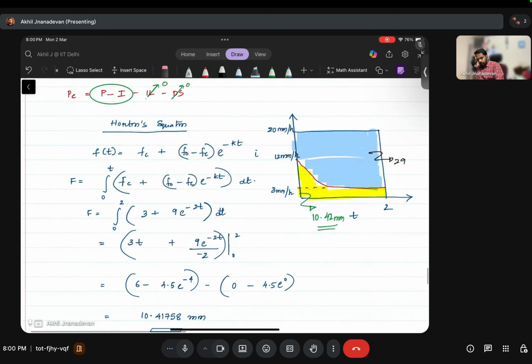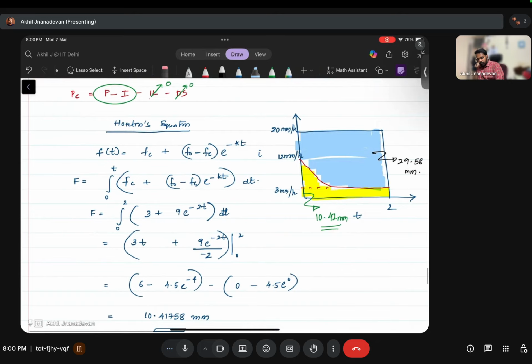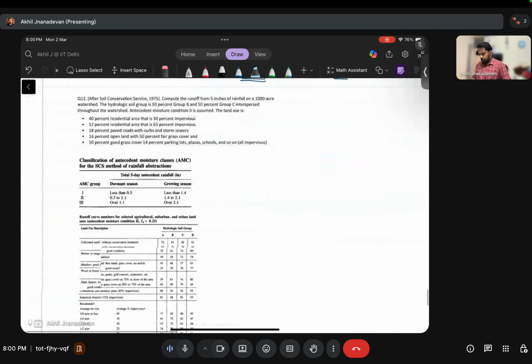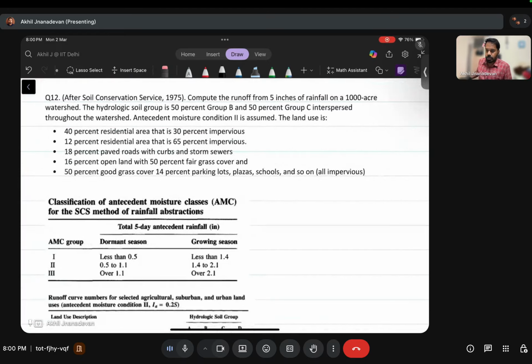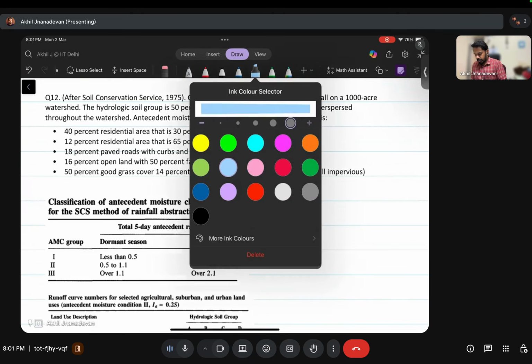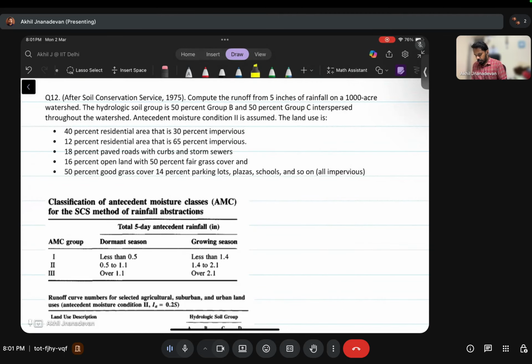Okay, so we can move on to the final question. That is related to the SCS method. For SCS, we already saw the theory, how they are derived, so we can directly go to the numerical. In the SCS method, compute the runoff for 5 inches of rainfall. Rainfall is given as 5 inches over 1,000 acres of watershed. So the watershed area is 1,000 acres.